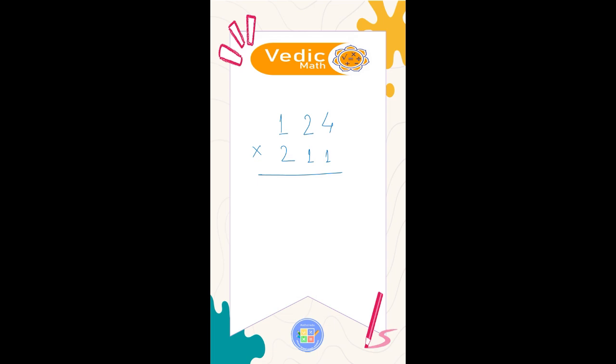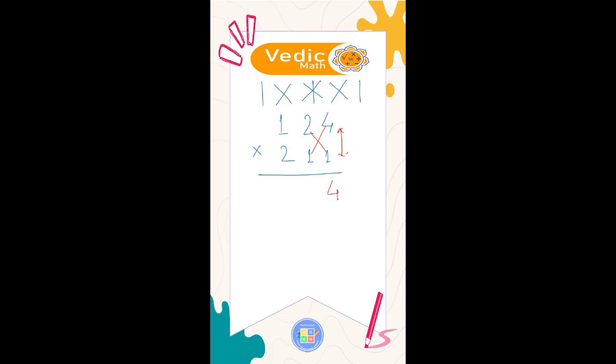Now the next question is 124 times 211. Okay, so for your reference I'm writing the pattern: straight line, cross, cross, cross, and a straight line. First pattern, that is straight line. I'm not writing the steps, we will do it mentally. 1 times 4 is 4. Next step is cross, multiply and add.